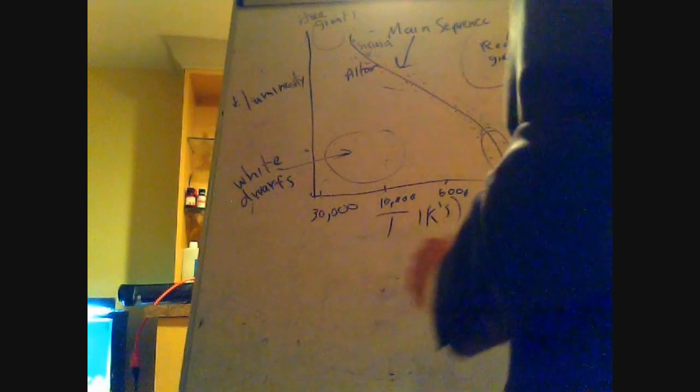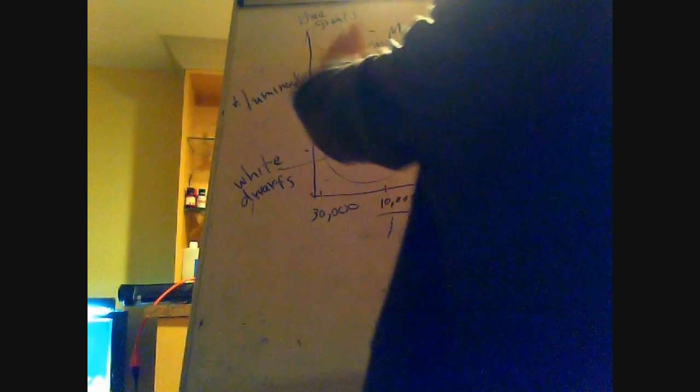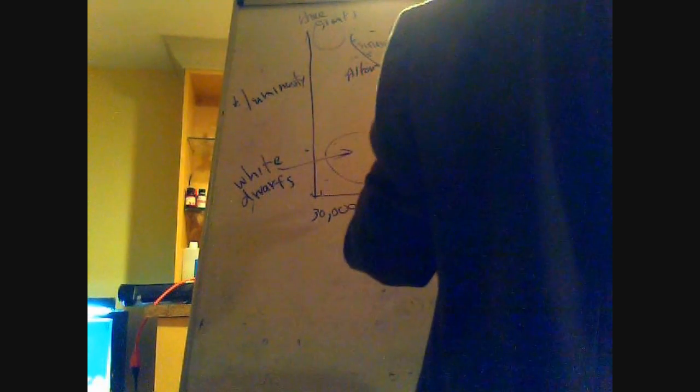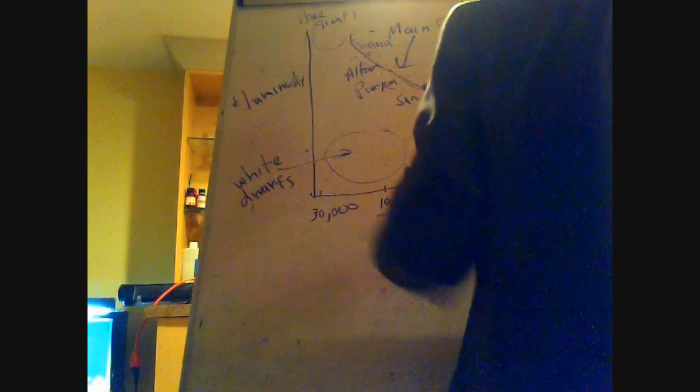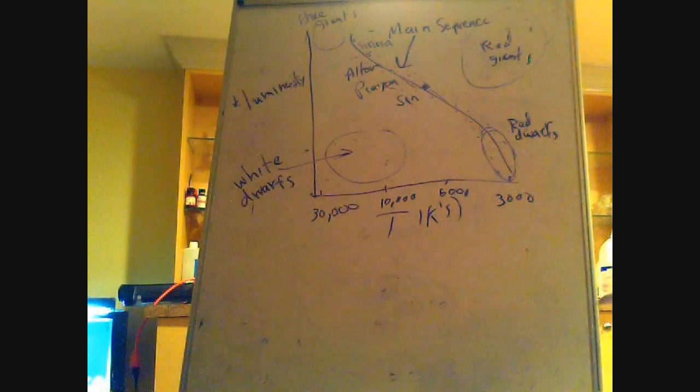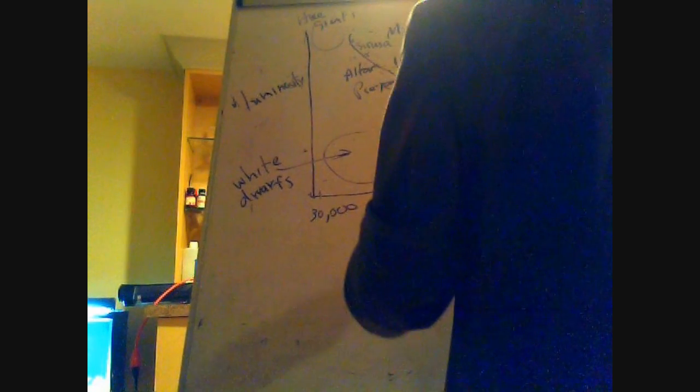The star Altair, one of my favorite science fiction movies, was called Forbidden Planet. It took place on a planet surrounding the star Altair. Procyon is another. The sun is kind of right in the middle here. The sun's like over here somewhere. Alpha Centauri is there. So this is a very, very rough diagram of a Hertzsprung-Russell, or HR, diagram.